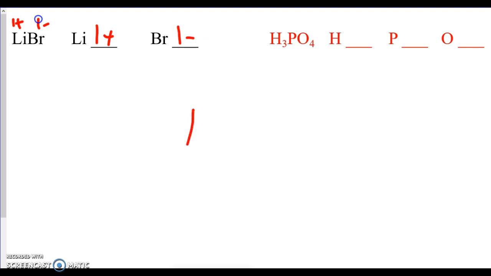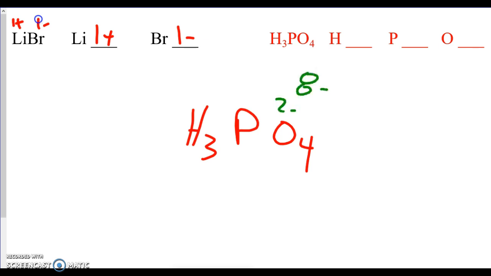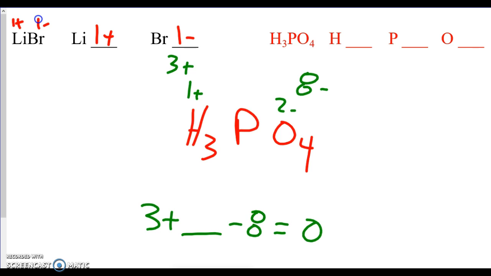H3PO4. Okay, so we got H3PO4. So our oxygen's a 2 negative, and there's 4 of them, so that's an 8 negative. Each hydrogen's a 1 positive, and there's 3 of them, so that's a 3 positive. So right now for our math, we have 3 plus something minus 8 equals 0. Well, the math here says that this has to be a 5, so that means our phosphorus is a 5. So I put a 1 positive, 5 positive, and a 2 negative.